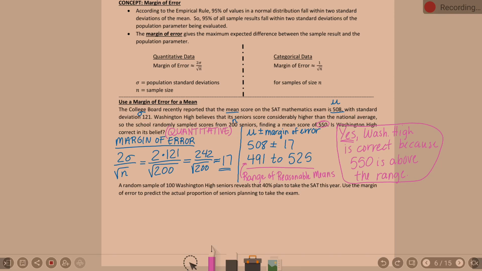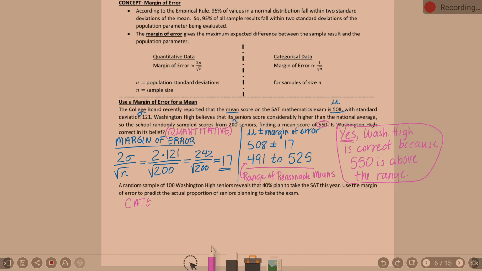So 40%, now, that's a random sample. So is that going to be the exact number that take it? No, we're looking for that range of reasonable values. So, how are we going to find the margin of error? Okay, this is categorical because here we're just talking about the seniors. We're talking about the category of seniors and taking the exam. We don't have a mean and standard deviation of seniors. This is a category. It's a percent for their category. So this is categorical.